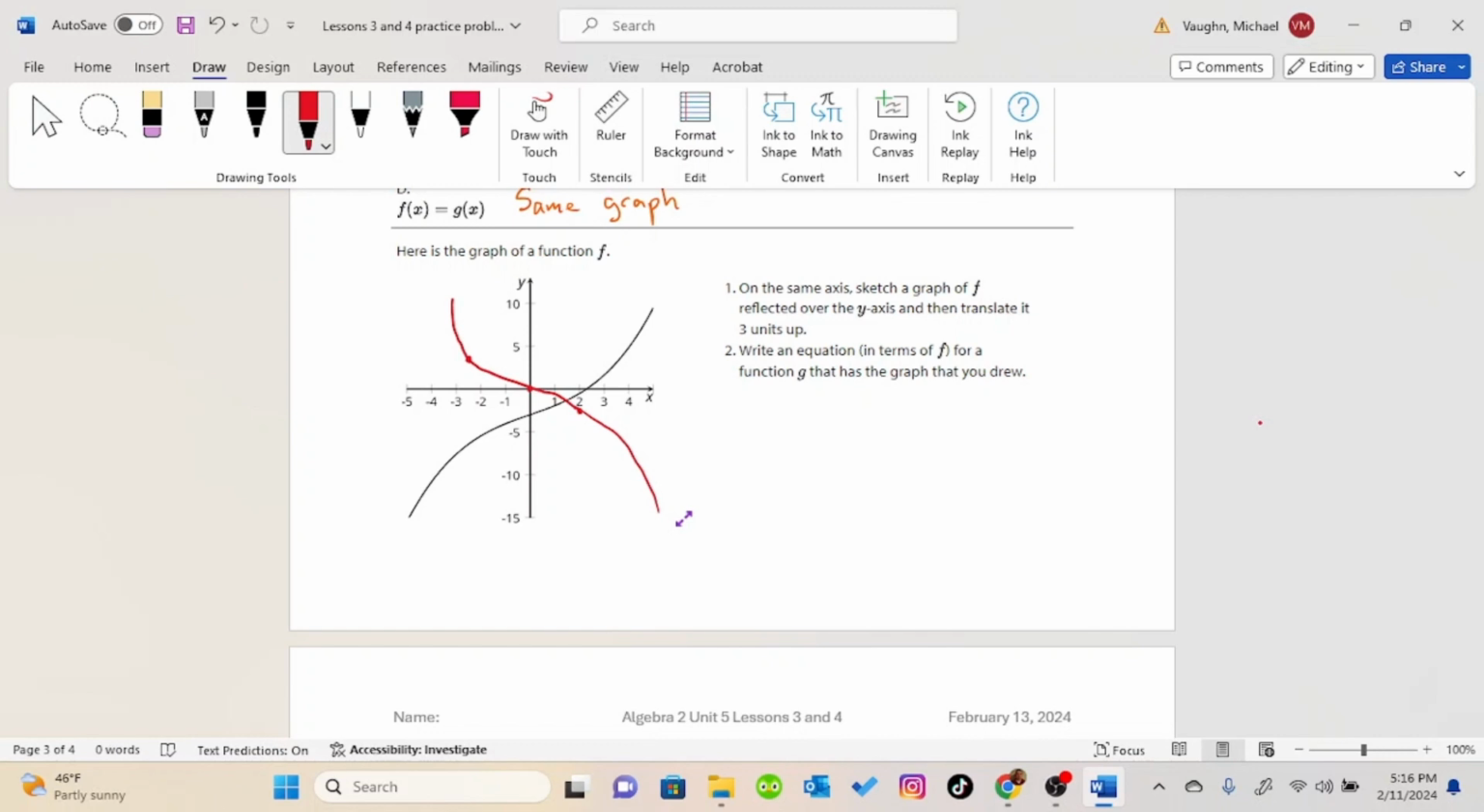So I found a few points where I thought I could identify where they were. I reflected them across the y-axis, so I made the x values the opposite of what they were, and then I translated it up 3 units.